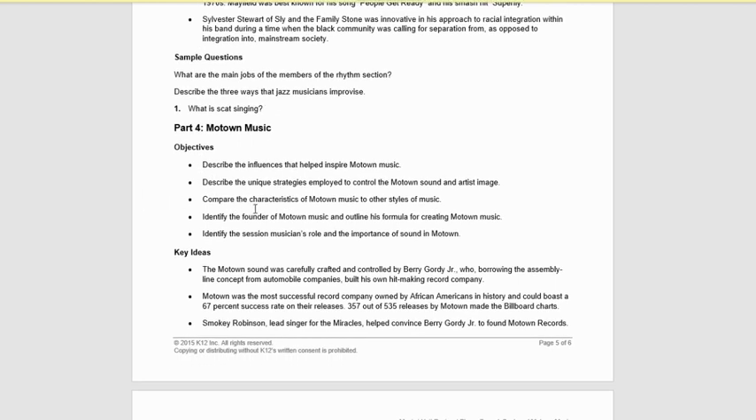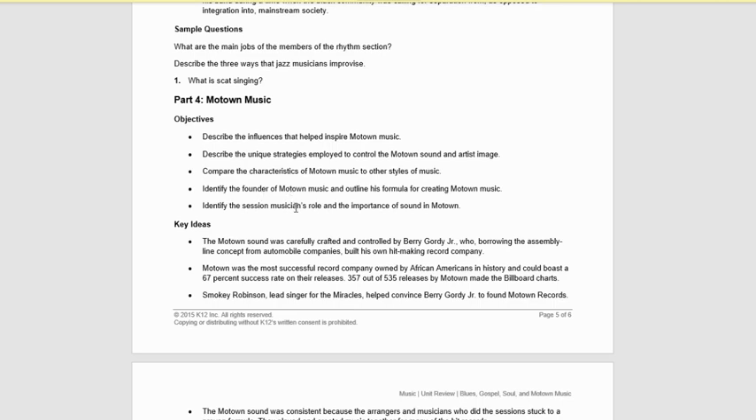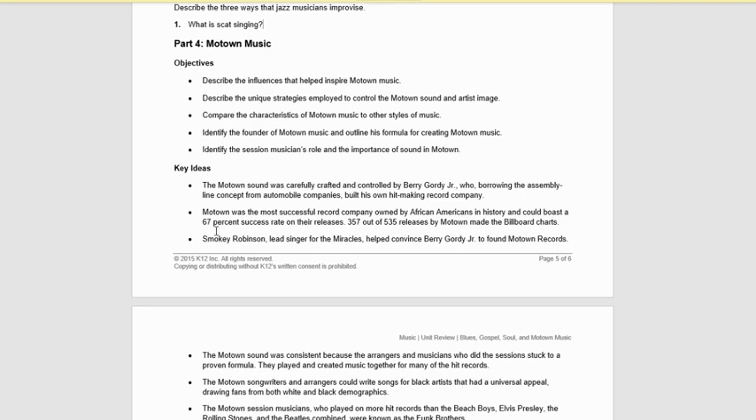All right, Motown music, talking about the influences that inspired it. One is the session musicians' role. We learned about the Funk Brothers, and they were session musicians for Motown Records. So they were in the recording studio helping record for the artists. We didn't talk a lot about that, so I thought I'd point that out since it's in here. And anyway, the main thing, obviously, is knowing about Berry Gordy Jr.